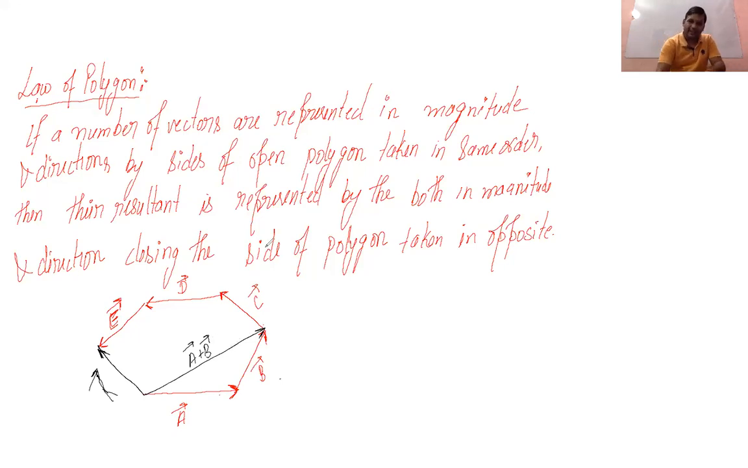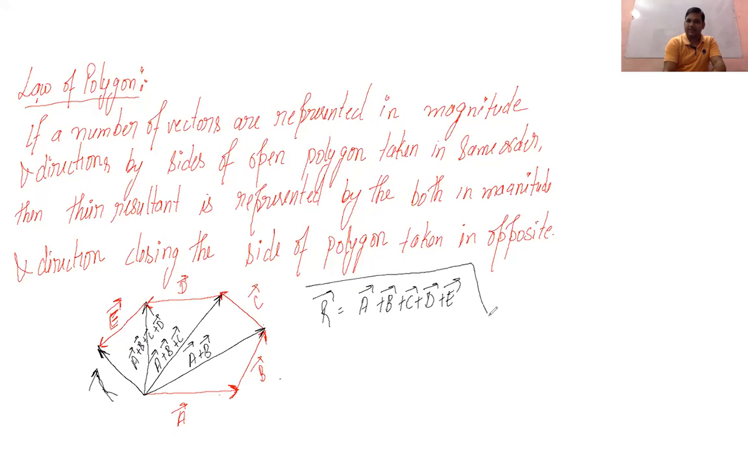In another case, if you're talking about this C, it will be A vector plus B vector plus C vector. If you're talking about this D, it will be A vector plus B vector plus C vector plus D vector. And if you're talking about this R vector, then this will be your A vector plus B vector plus C vector plus D vector plus E vector. Got my point or not?